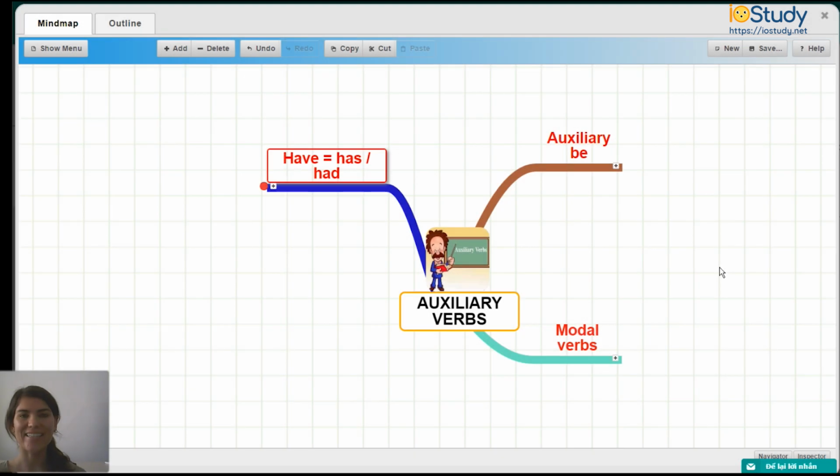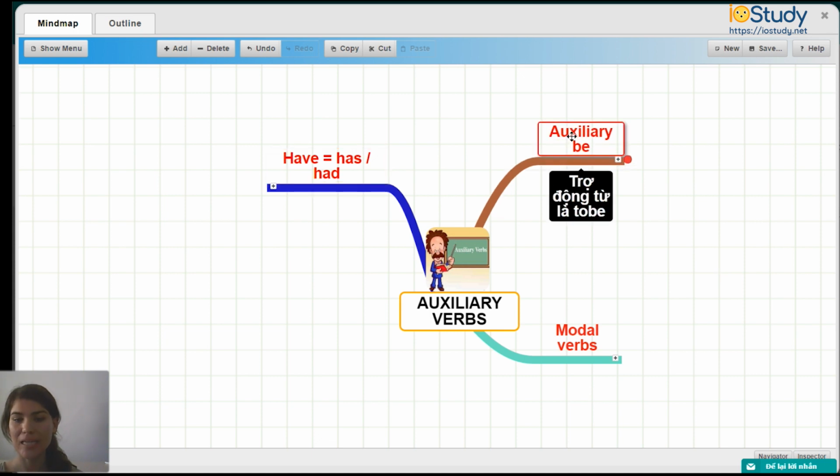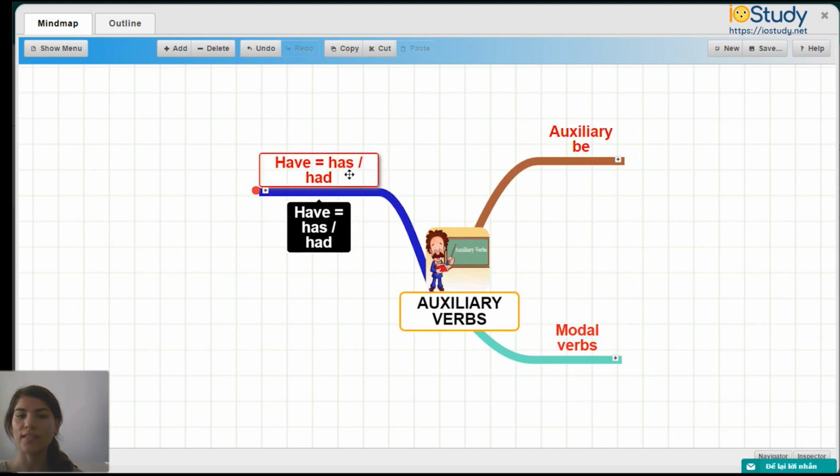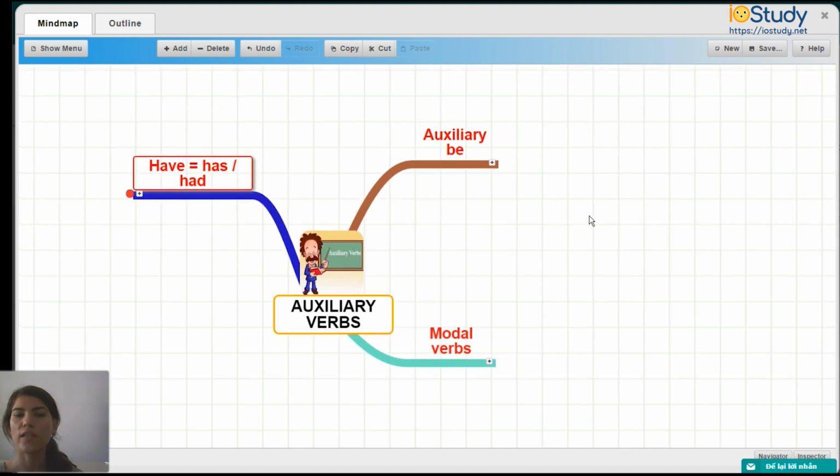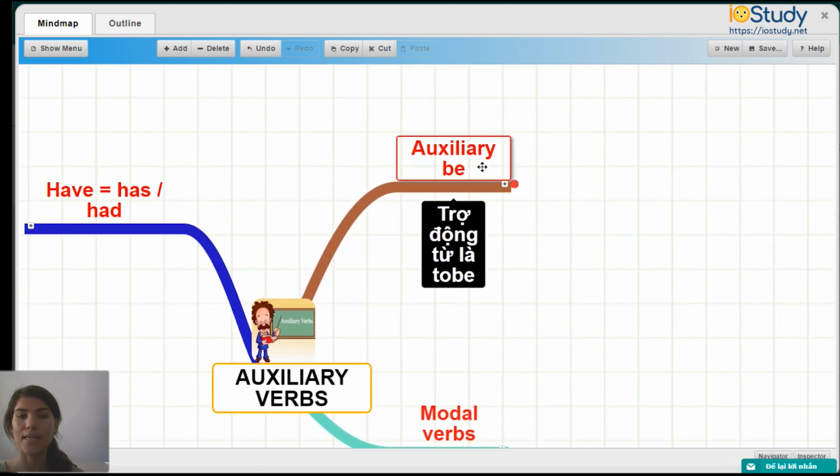Hello everyone, this is Danielle, and in this video we're going to learn about the English grammar rules for auxiliary verbs. So as you can see in our mind map, we have three different things to talk about. First we have the auxiliary be, modal verbs, and have equals has or had. So first we'll start with the auxiliary word be.